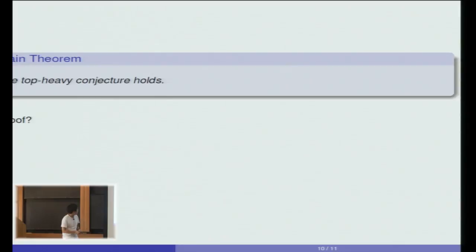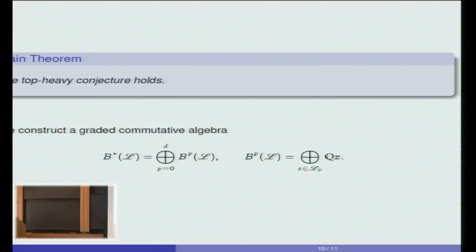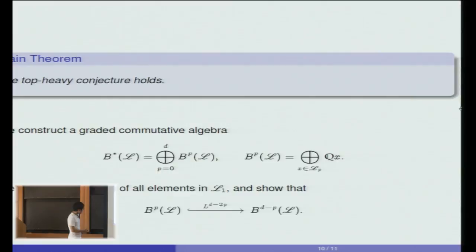And if you happen to know me, then you will probably be able to guess how the proof works, because no matter what problem I have, I always use one same tool. The proof is by the hard Lefschetz theorem. What we do is the following. You start with this poset L, and you construct a certain commutative graded algebra. I'm not going to tell you how the multiplication works in this graded algebra, but it has a distinguished basis, one for each element of L, also considering the graded dimensions. And if we write L for the sum of all the points, the elements in L1, then repeated multiplication by this L defines an injection from the pth graded piece to the d minus pth graded piece.